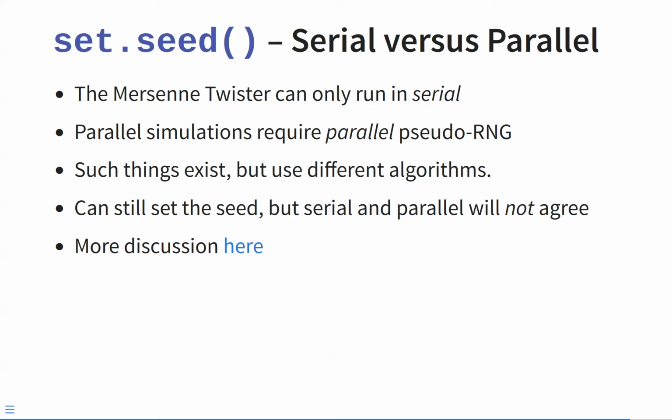with each other. So if you set the seed and you run in parallel, you can reproduce the results when you run in parallel again. But if you set the seed in serial, it will not match what you get when you run in parallel. I've added a link on the slide if you'd like to read some more about that.